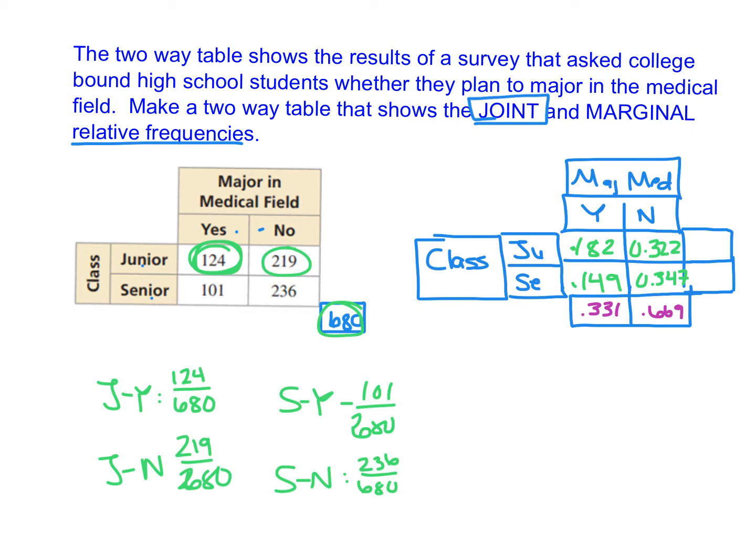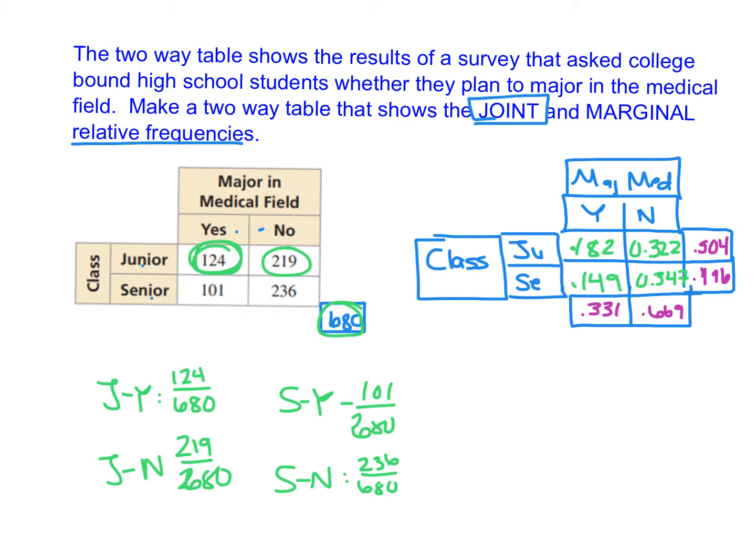And now if I go across, I do 0.182 plus 0.322, which gives me 0.504, which tells me 50.4% of students are juniors. And then if I add straight across, 0.149 plus 0.347, that gives me 0.496 or 49.6% of students are seniors.